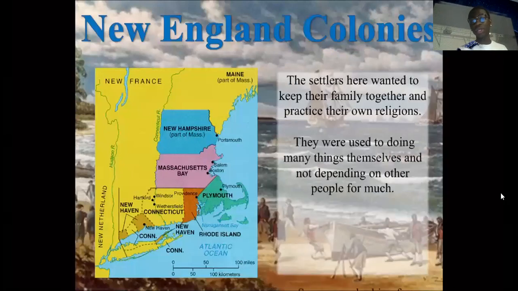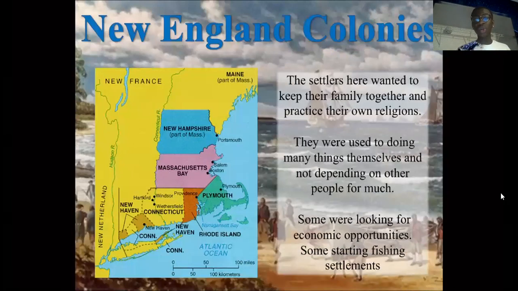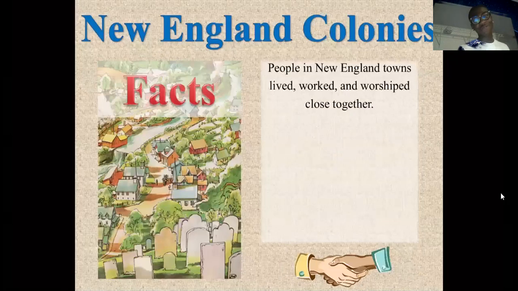Here we go. Let's go over some New England colonies. The settlers here wanted to keep their families together and practice their own religions. They were used to doing many things themselves and not depending on each other for much. So the New England colonies were pretty independent for Americans. Some were looking for economic opportunities. Some started fishing settlements.